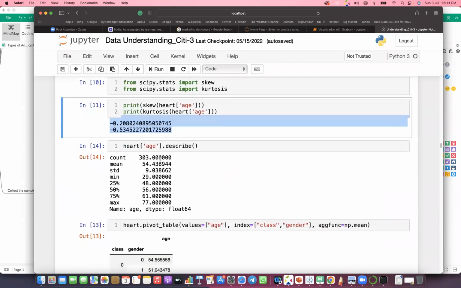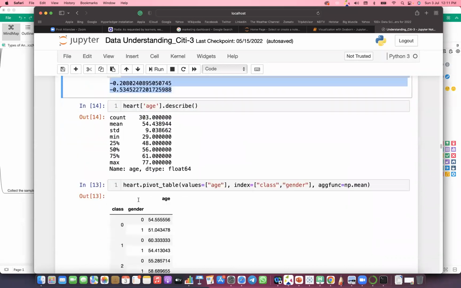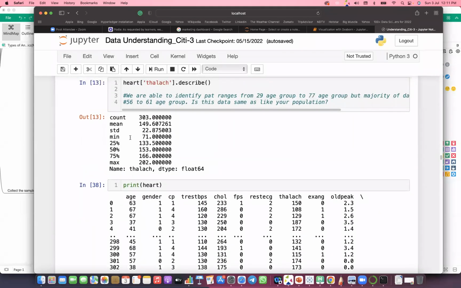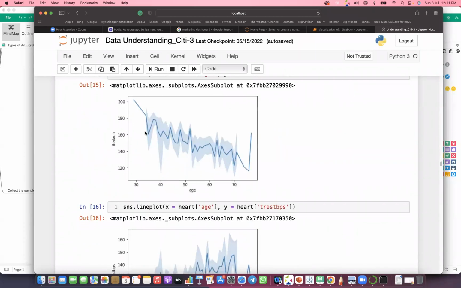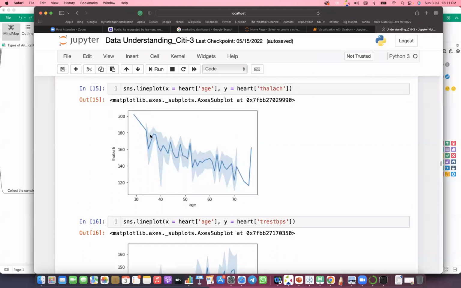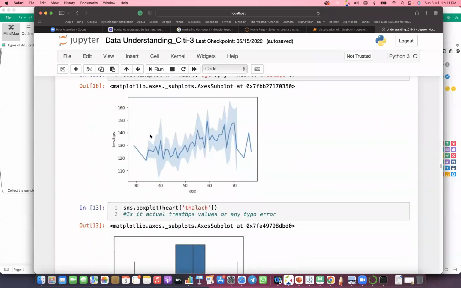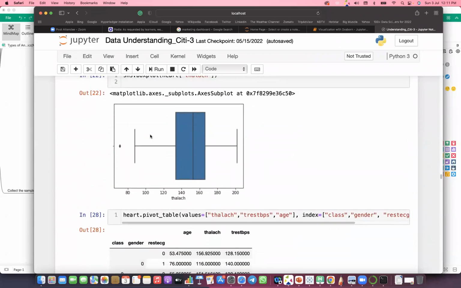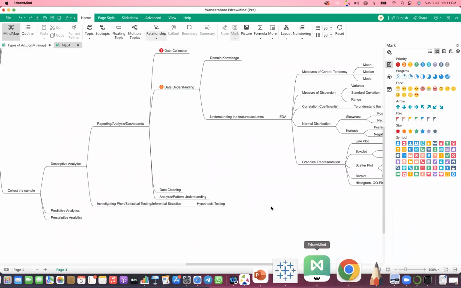Now you are able to see describe. It is also distribution. You are able to see mean and standard deviation. They are also concepts of the theory which we discussed. Line plot: is it a theory we discussed right now? Whatever we are doing through coding is driven by this theory.